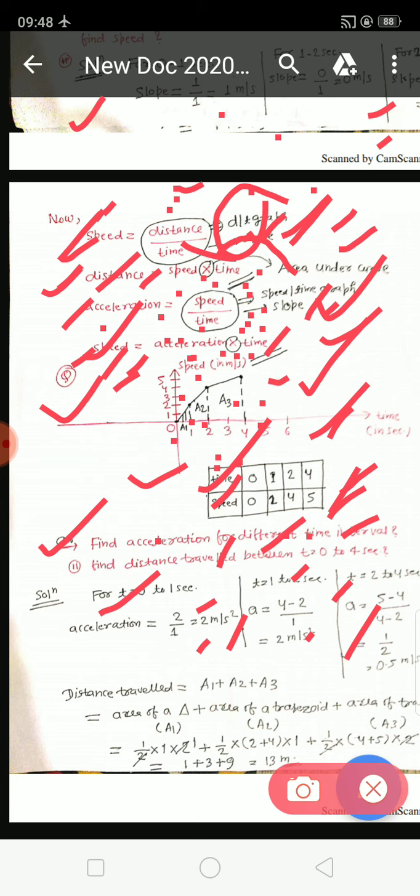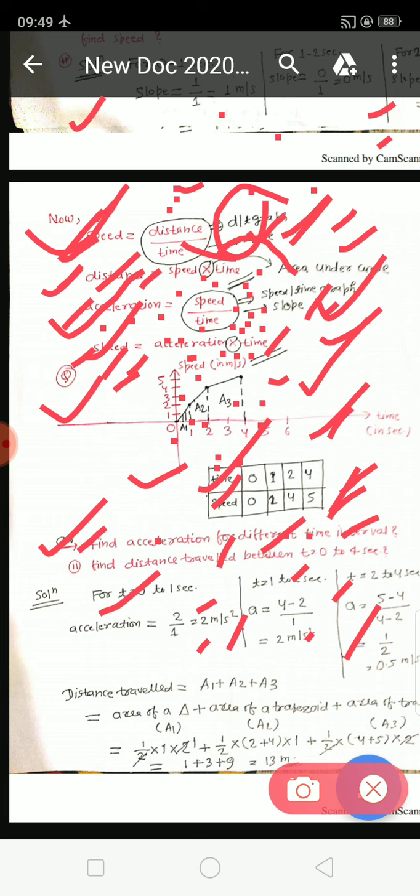First of all, it is a speed-time graph. The first question is what the acceleration is for different time intervals, and the second question is what distance is traveled between t = 0 and t = 4 seconds. Two things are there. In a speed-time graph, the slope will give you the acceleration, since it is a division.